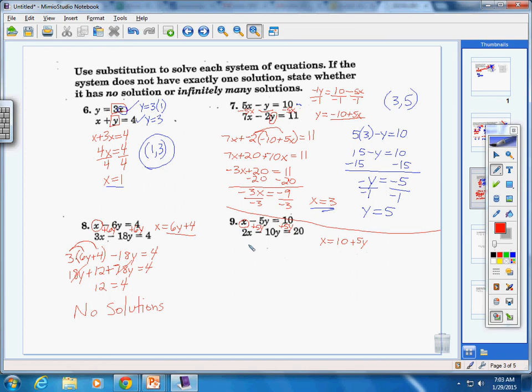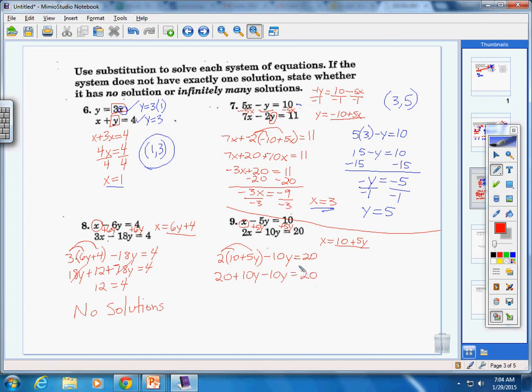Alright, step 1 is done. I'm moving on to step 2. I'm going to rewrite my other equation, but instead of writing 2 times x, I'm going to write 2 times this whole thing, 10 plus 5y. Minus, now back up here, minus 10y equals 20. Let me fix that equals sign for you. Once again, I only have y's left, so now let's just solve the equation. So 2 times 10 is 20, plus 2 times 5y is 10y, minus 10y equals 20.